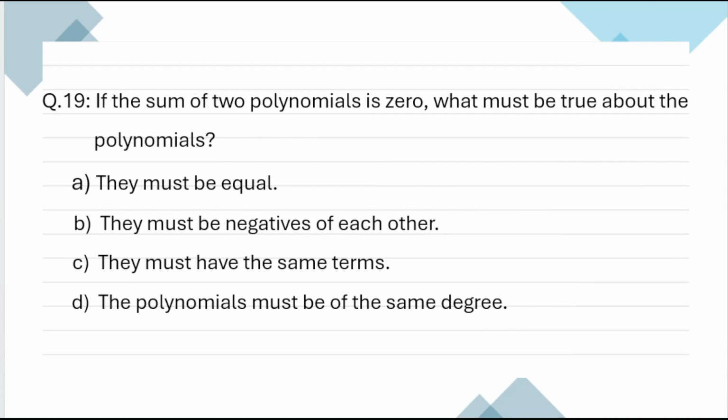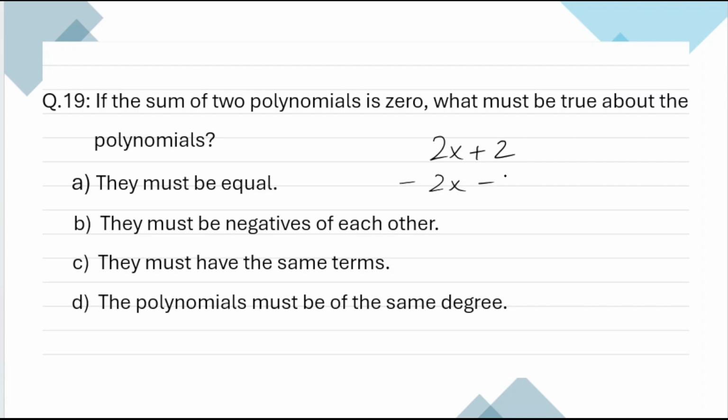If the sum of two polynomials is 0, what must be true about the polynomials? Are they equal? Or are they negatives of each other? Or do they have the same terms? Or must the polynomials be of the same degree? For questions of this type, just take any example from your own side. The sum of two polynomials is 0. So I take this polynomial as my one polynomial. What should be my other polynomial to get their sum as 0?